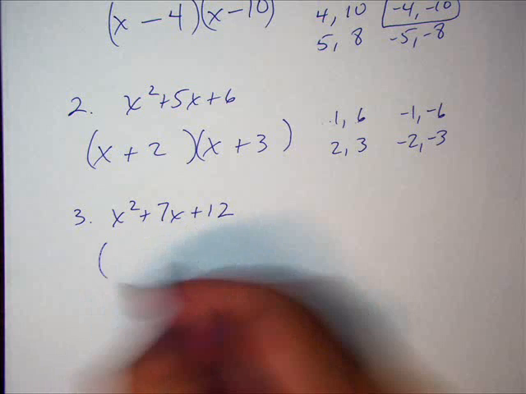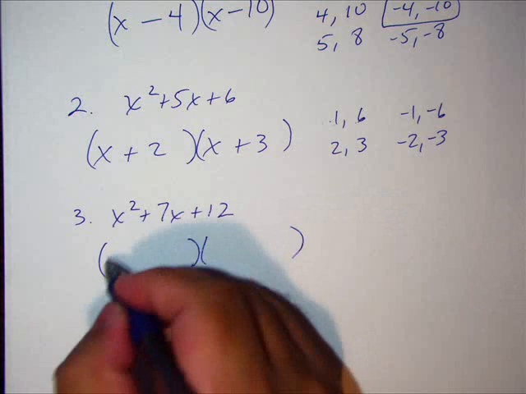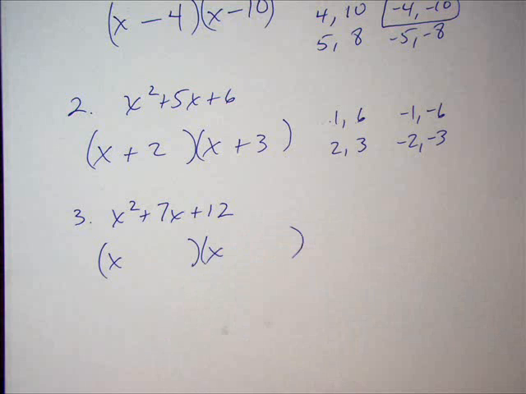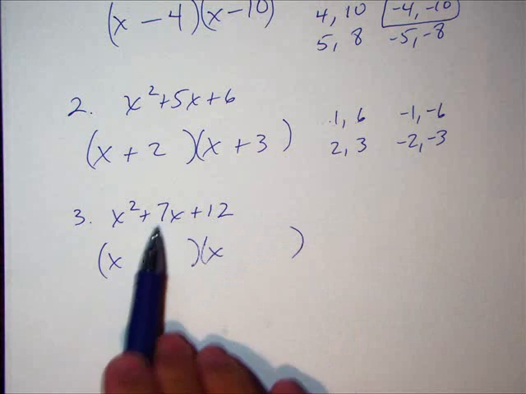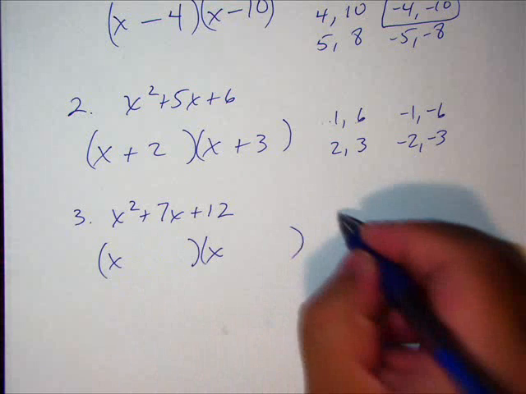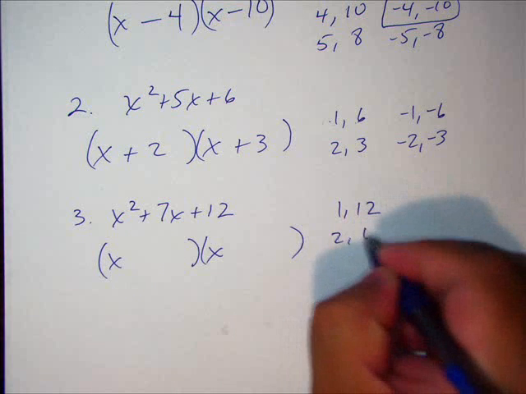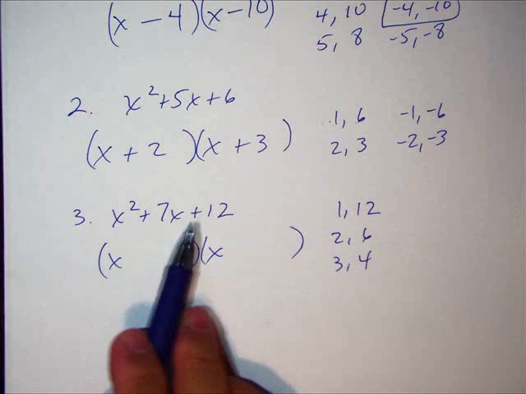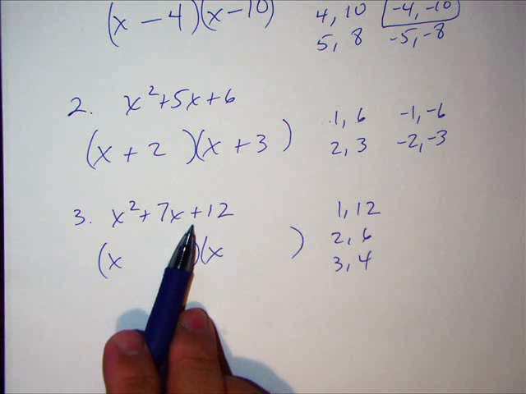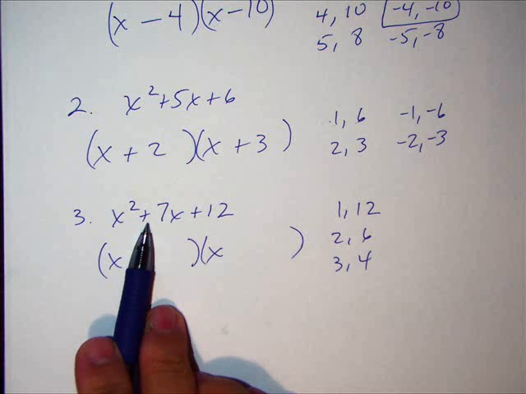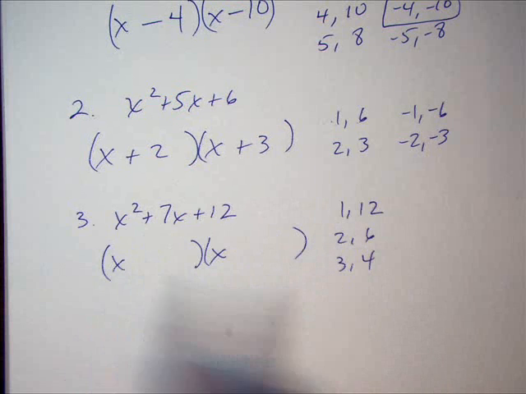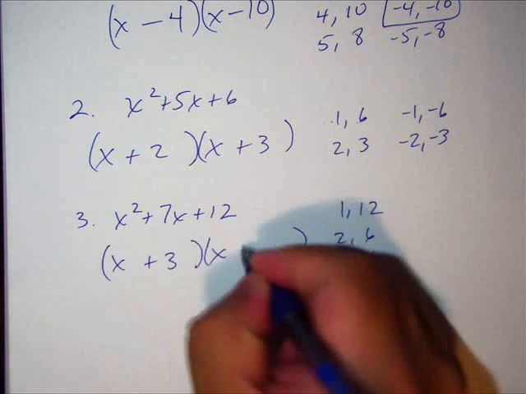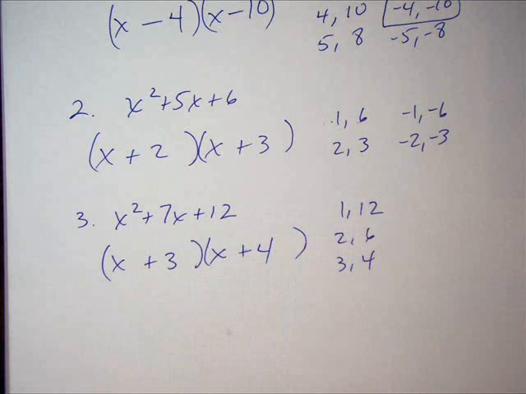Alright. So I'm going to break this up. X squared is x and x. What are the factors of 12 that combine to make 7? Well, choices are 1 and 12, 2 and 6, 3 and 4. They have to be the same sign, and the middle term tells me they have to be positive. So I'm going to only list the positives. And 3 plus 4 makes 7. That's why we choose 3 and 4.